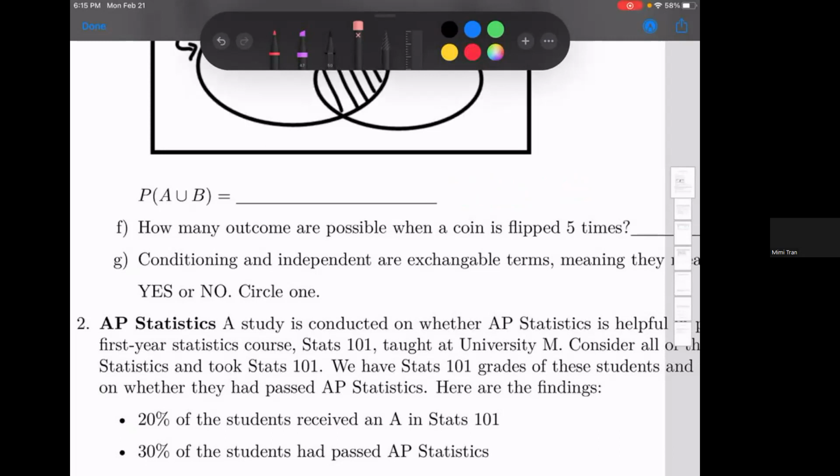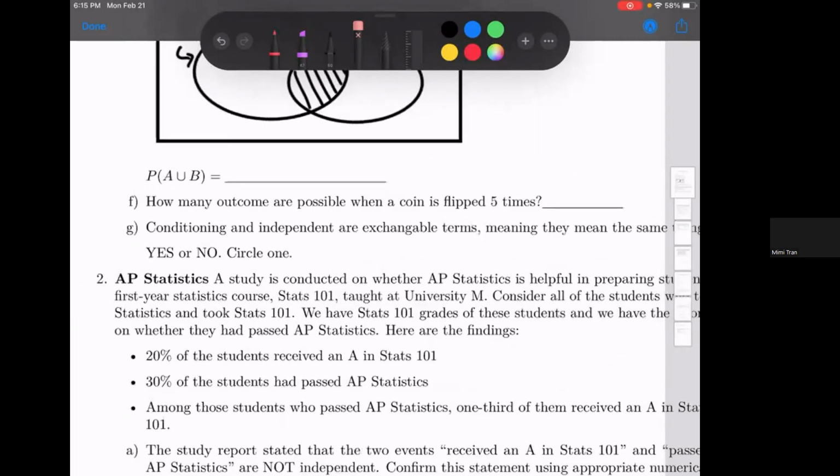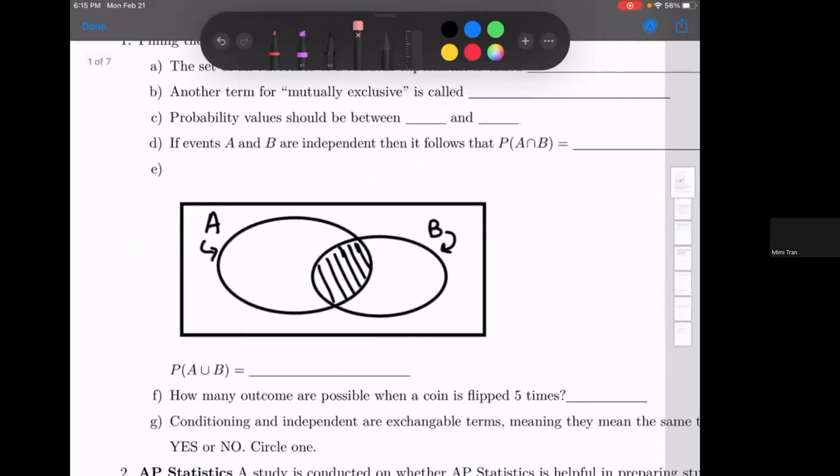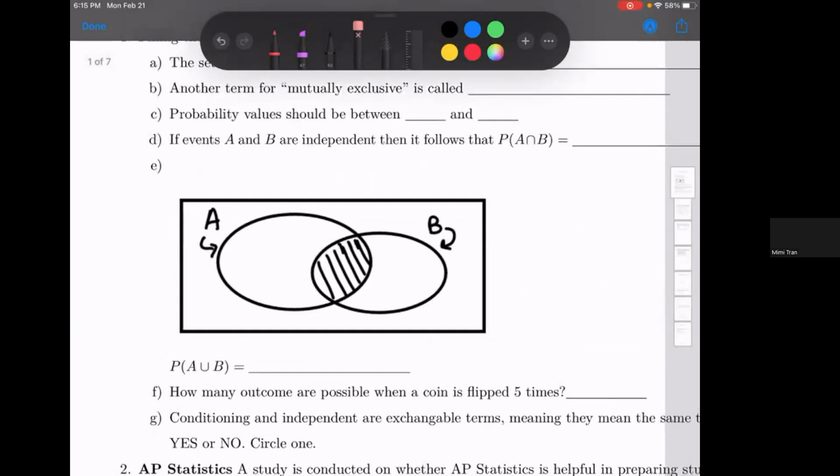Maybe in the next class. Make sure you understand this, okay? I can change this in a little bit. I can change this one right here a little bit.